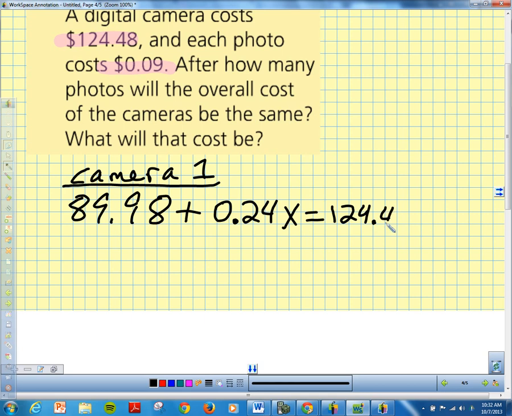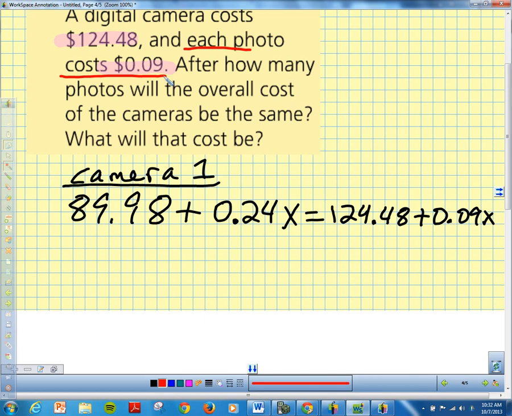124.48. And how much is the print? So plus 0.09x. So if you have trouble figuring out which number the variable goes with, anytime you see words like each photo cost, that means you could have 2 photos, 3 photos, 1,000,000 photos. That's where the variable goes. When you hear words like each or per, that's where the variable goes.